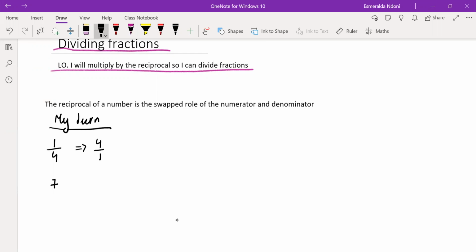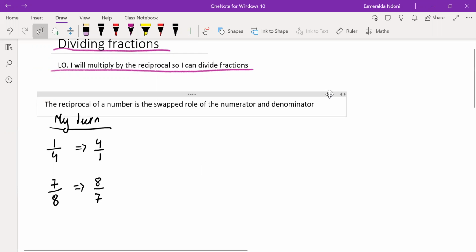Another example, 7/8. The reciprocal would be 8/7. Please note that in here I have placed an arrow, not an equal sign. These two fractions are not equal. They are the reciprocal of each other.